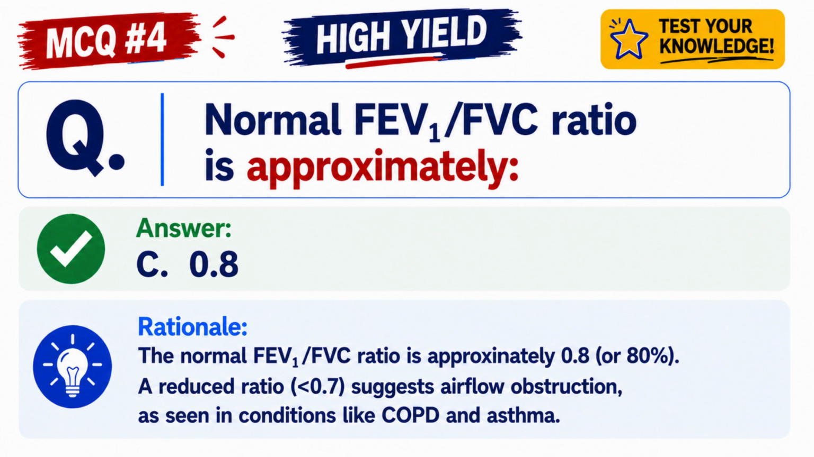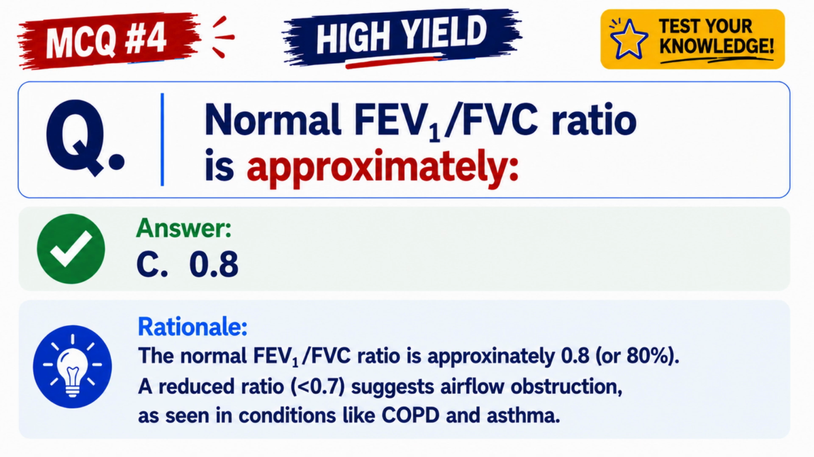FVC, forced vital capacity, the total volume exhaled from full inspiration to complete expiration. In a healthy adult, approximately 80% of the FVC is exhaled in the first second. FEV1 divided by FVC equals approximately 0.8. This ratio is what distinguishes obstructive from restrictive lung disease, and this distinction is critical on boards.